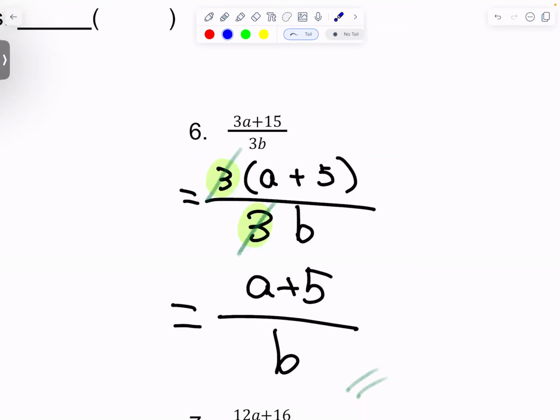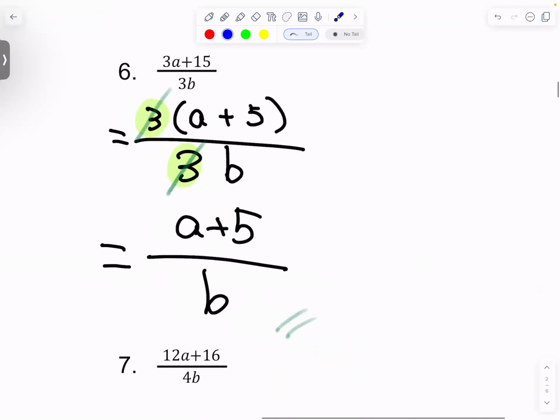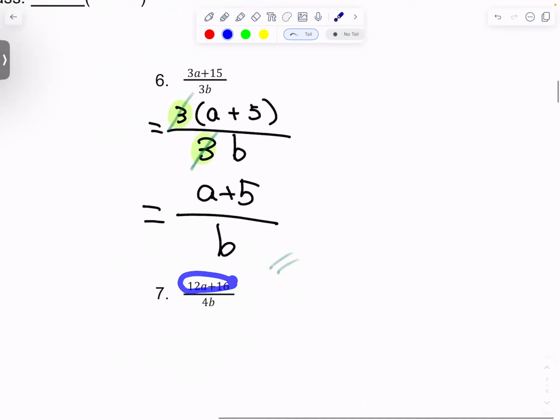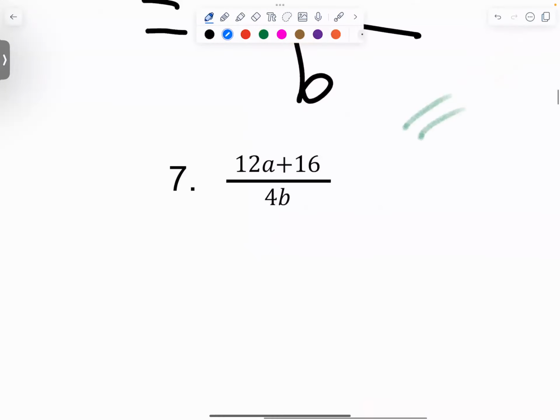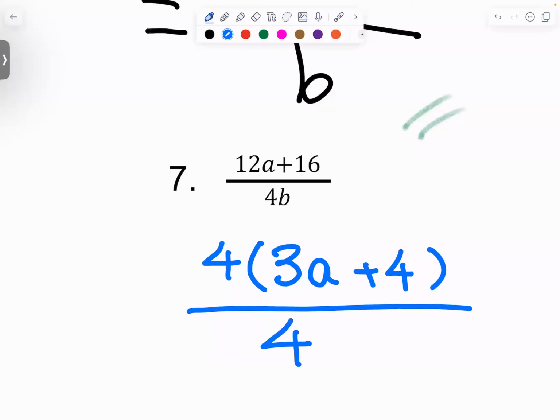If this is hard, can you try to do next question? Give you 20 seconds. Is there anything that they both can be divided by? Any common factor for them? Yes, 4. They both can be divided by 4. So we take out 4. What is left? 12 divided by 4, we can have 3A. 16 divided by 4, we can have 4. What is left? 4B.